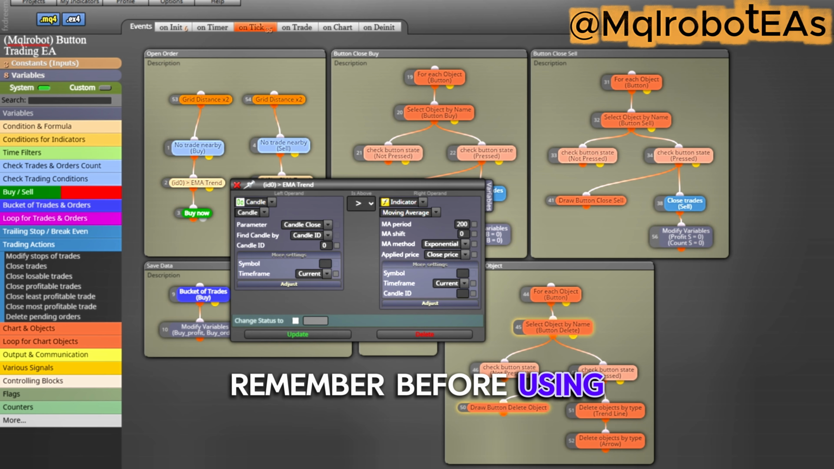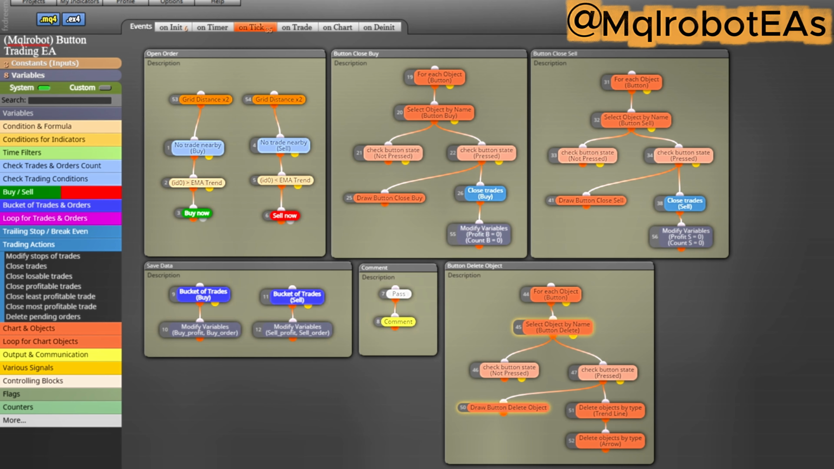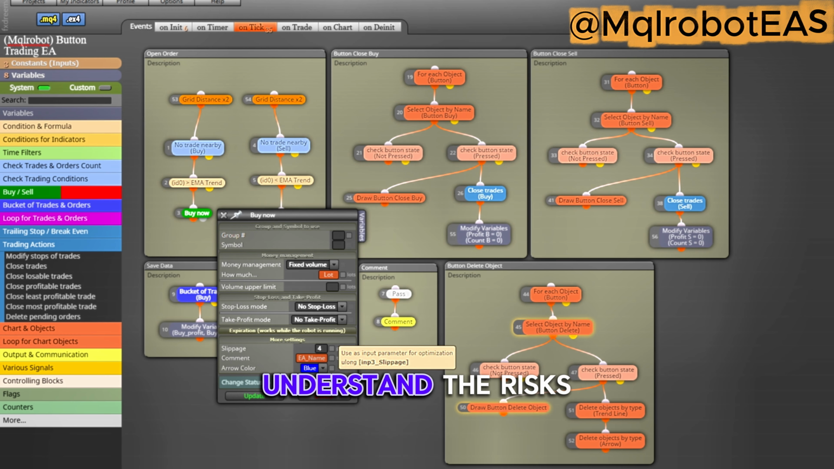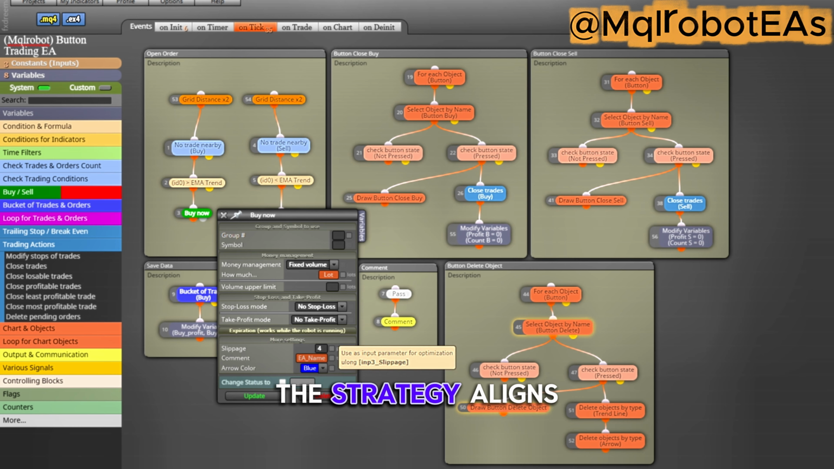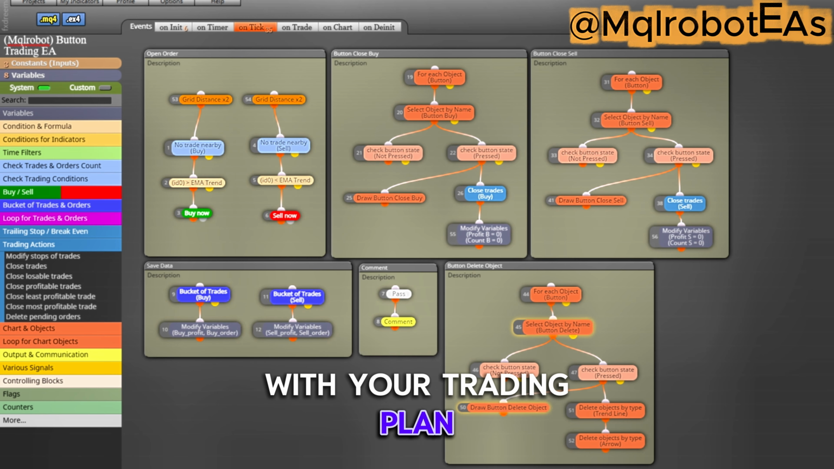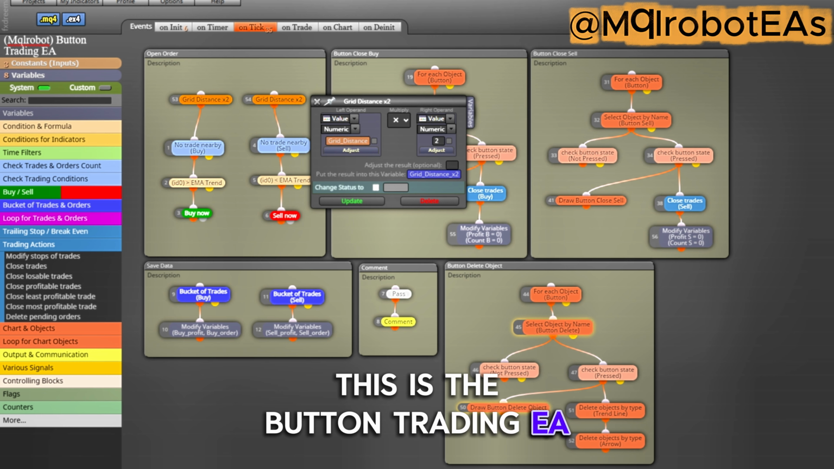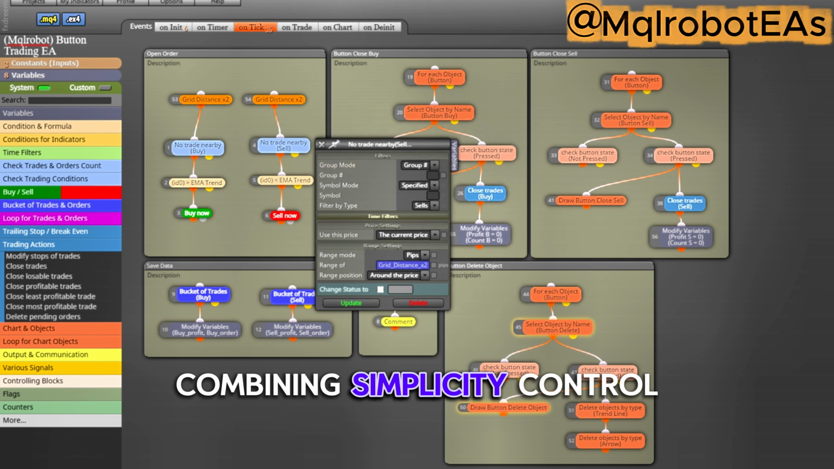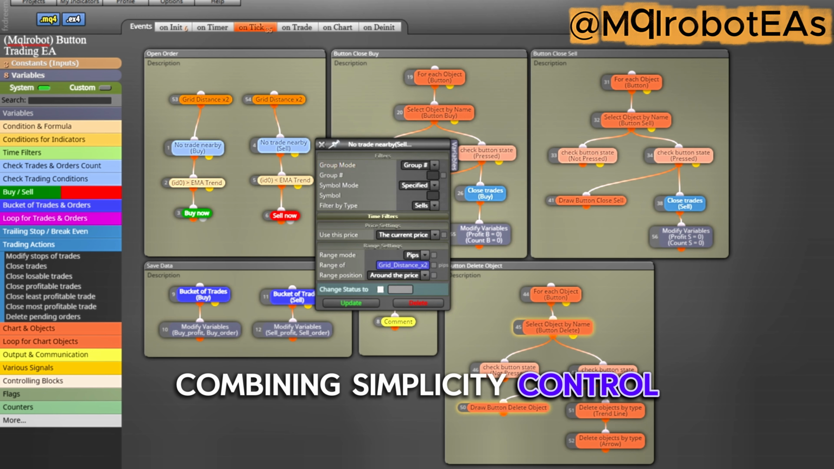Remember, before using this EA in live trading, always backtest with 99.9% tick data, understand the risks, and make sure the strategy aligns with your trading plan. This is the button trading EA from Mqlrobot EAS, combining simplicity, control, and automation in one tool.